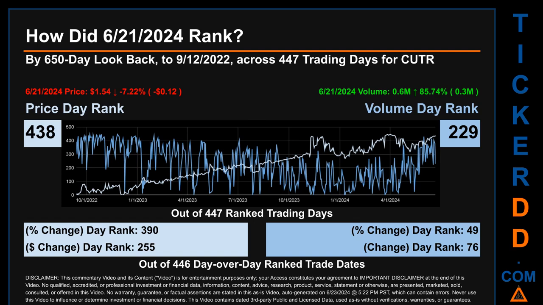The price's day-over-day percentage change, dropping 7.22% on June 21, 2024, had a day rank of 390, while its dollar difference of 12 cents had a rank of 255 when compared day over day across 446 trading days. Volume's percentage change and difference were ranked respectively at 49 and 76.